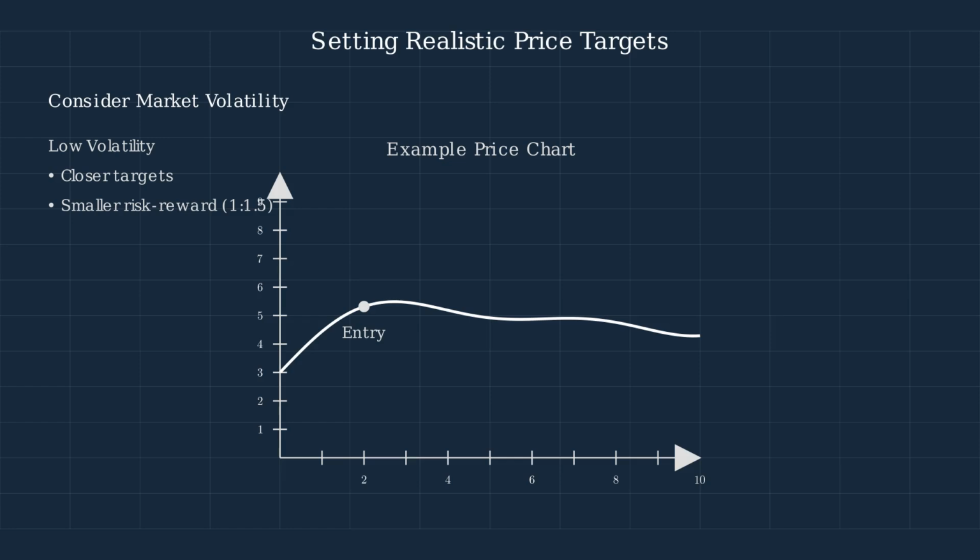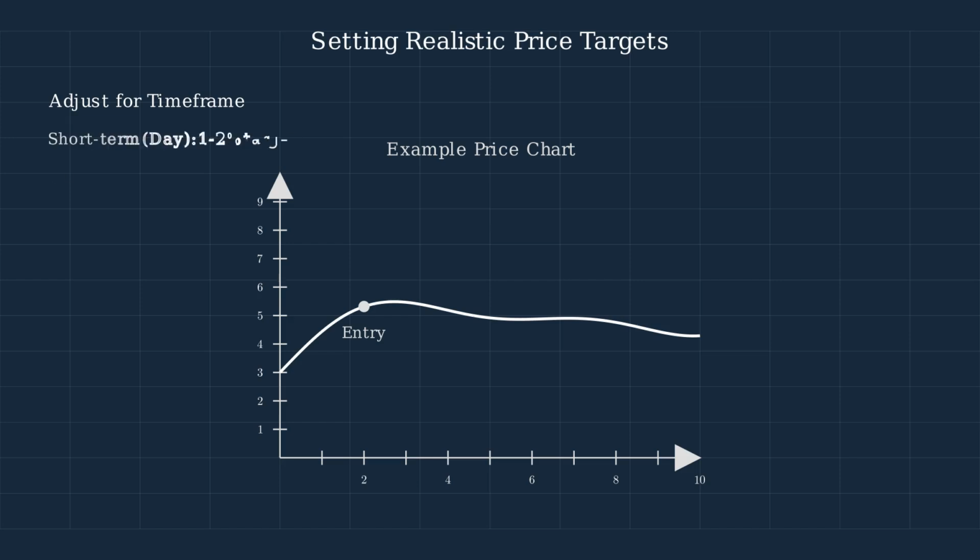In low volatility environments, set closer targets with smaller risk-reward ratios as prices move less dramatically. In contrast, high volatility environments allow for wider targets and larger risk-reward ratios as prices can make more significant moves in shorter timeframes. Your trading timeframe significantly impacts appropriate target distances.